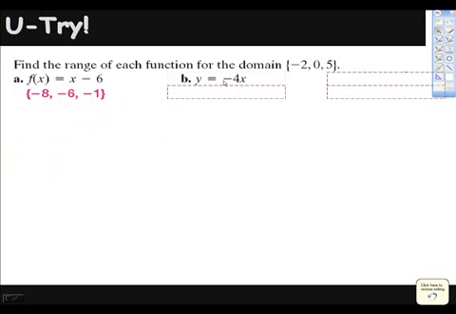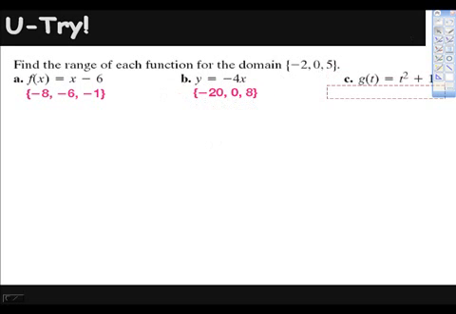They gave us y equals -4x. Well, if I put in -2, I'm going to get 8. If I put in 0, I'm going to get 0. And if I put in 5, I'm going to get -20. So I should see what? 8, 0, and -20. It doesn't matter the order we put these in. A lot of times they'll put them in least to greatest. I listed them in just the order I got them. So either way kind of makes sense depending on how you're working.